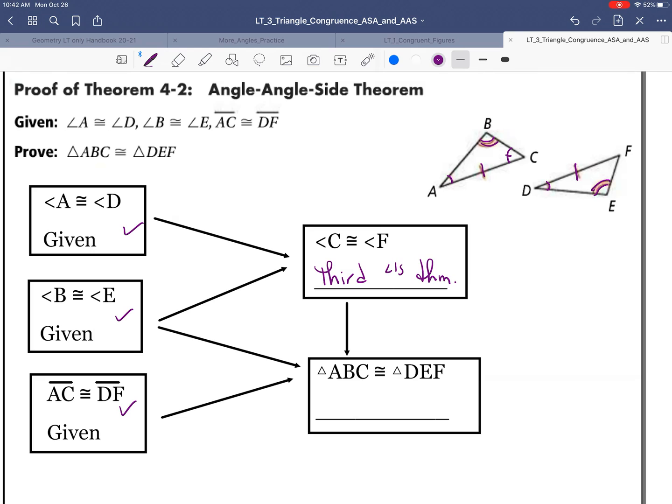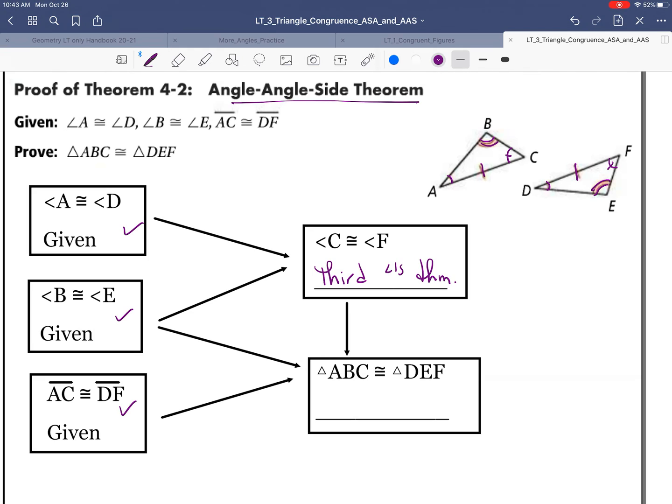Now that I have C congruent to F, I can prove the two triangles congruent by, let's see what I have. I have side angle side. Nope, I just have one side. Sorry, angle side angle. Ooh, angle side angle theorem. So that's not something I'm allowed to use. So I can't write angle side angle, but I've got a lot of things that I could write.